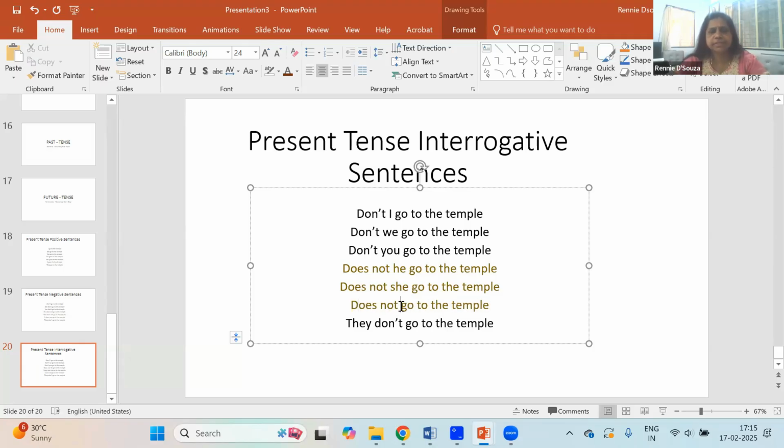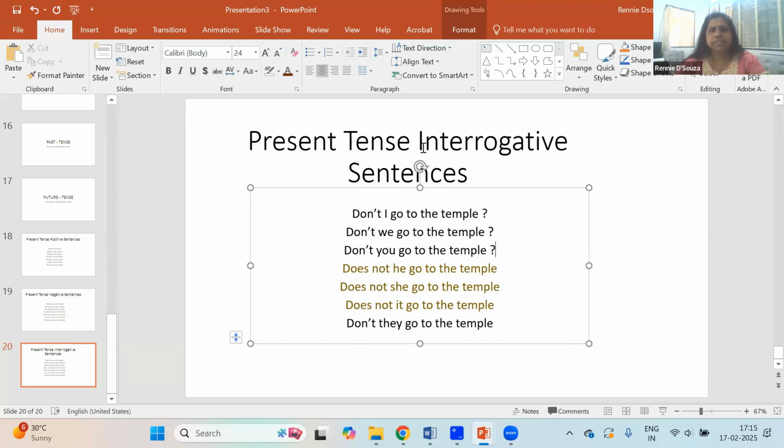Doesn't he go to the temple? Doesn't she go to the temple? Or doesn't it go to the temple? Whereas coming to they, for they we use don't. Don't they go to the temple?